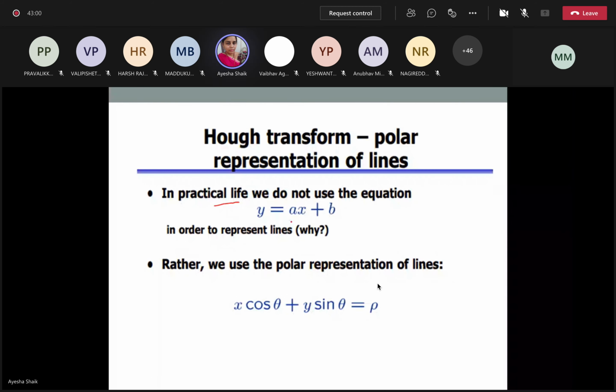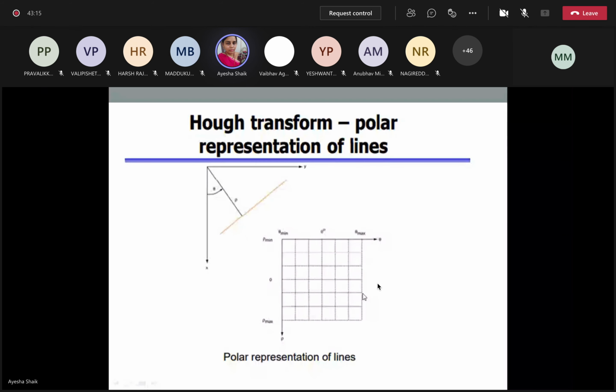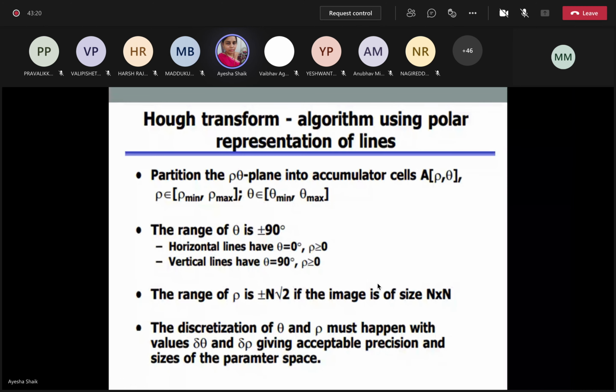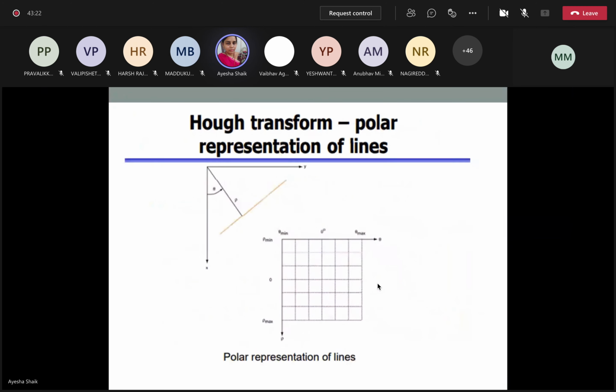In practical life, we will not be using the equation y equal to ax plus b, but we will be using the polar representation, x cos theta plus y sin theta equal to rho. Based on that, we will be discussing the Hough transform. That I will discuss in the evening class.